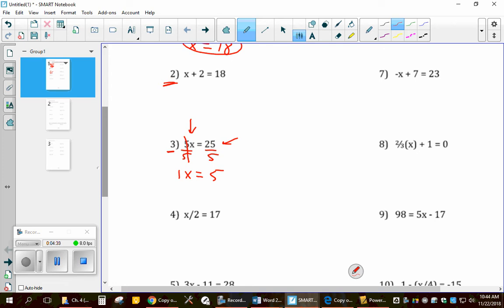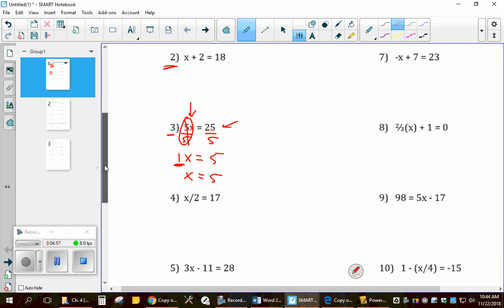So 1x, well, I don't need to write 1 times x. That's just x. So x is equal to 5. So you guys, when you went 5 divided by 5 there, you didn't have to write 1x. I'm just kind of explaining why that worked out for us, right? Okay, hopefully that makes sense.